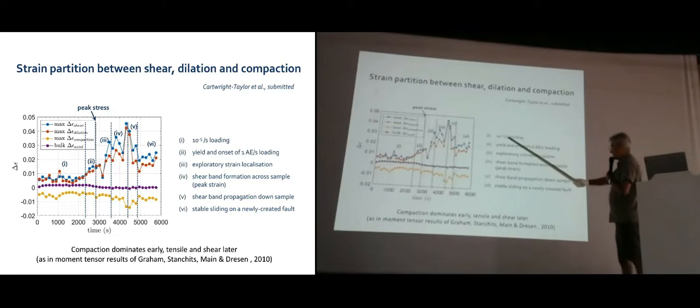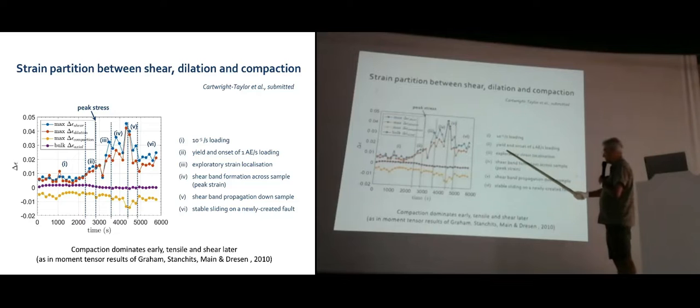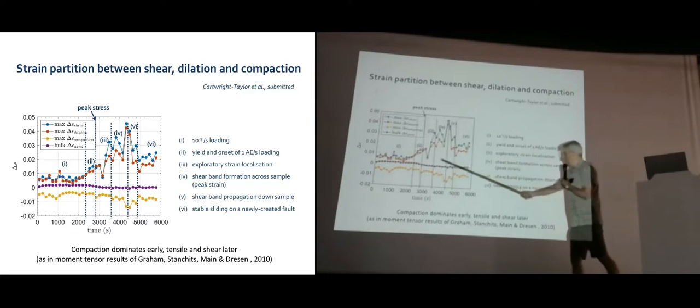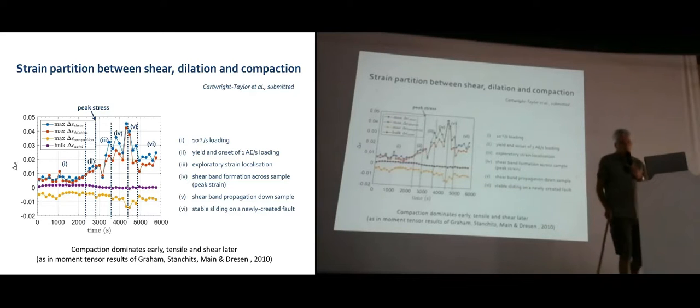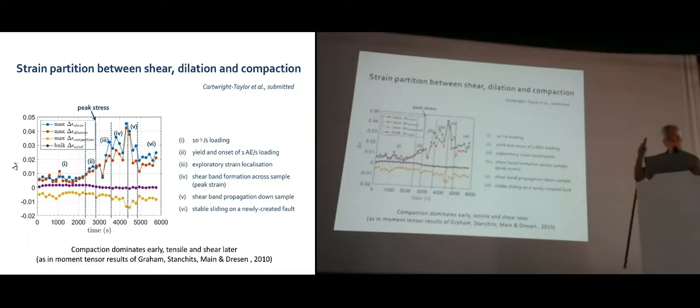And these are the different stages: the initial loading, yield is phase 2. And then we have this phase of exploratory strain localization. I've not shown you the diagrams for this, but the first correlated structure isn't necessarily the one that eventually breaks the sample. Sometimes, and in this test as well, the system explores a potential fault plane, and then it stops. For some reason, it's not optimal, and it switches to another one.